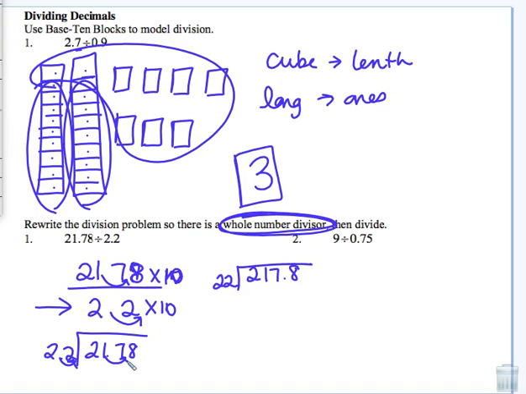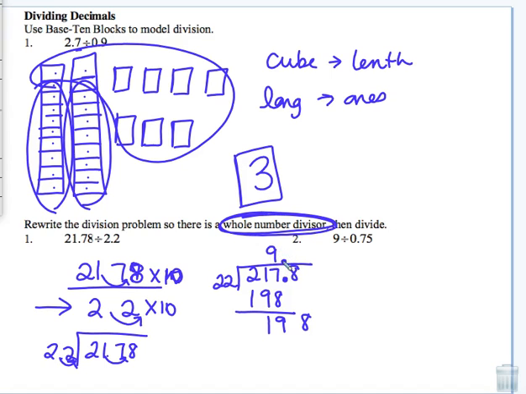So 22 doesn't go into 2 or 21. It does go into 217 though, and that would be 9 times, giving us 198. When we subtract, that would be 19. We bring down the 8. When you're dividing with decimals, wherever that decimal is, it moves directly up and stays in the same position.